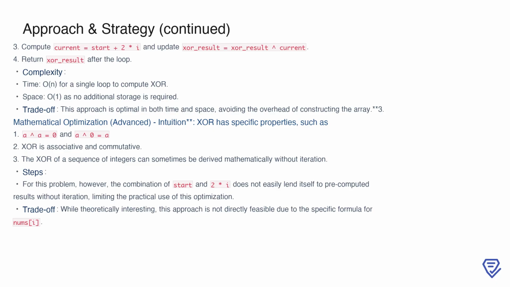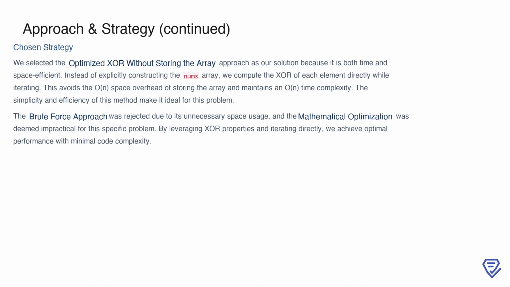This eliminates the need to store the array, reducing the space complexity to O(1), while maintaining the O(n) time complexity. This approach is both simple and optimal, avoiding unnecessary memory usage. Additionally, it builds on the iterative nature of the problem, making it a great fit for the task. Given the options, we chose the optimized XOR approach as our solution. This method strikes the perfect balance between efficiency and simplicity, requiring only O(n) time and O(1) space.